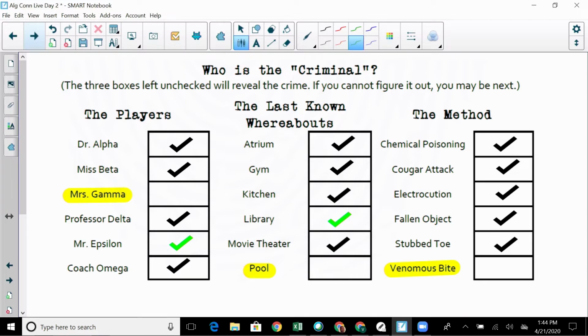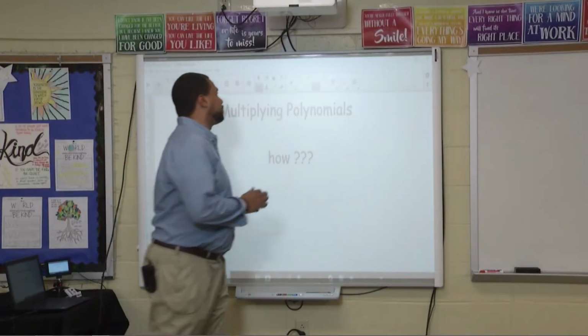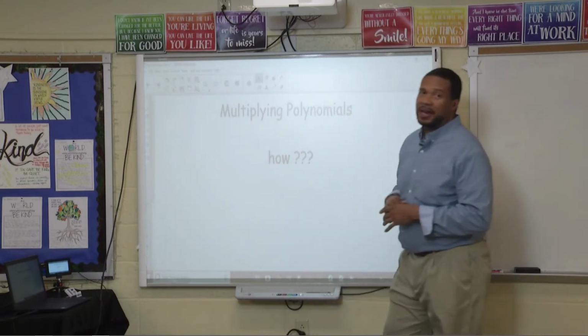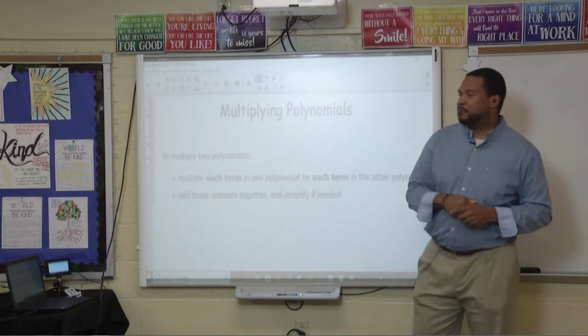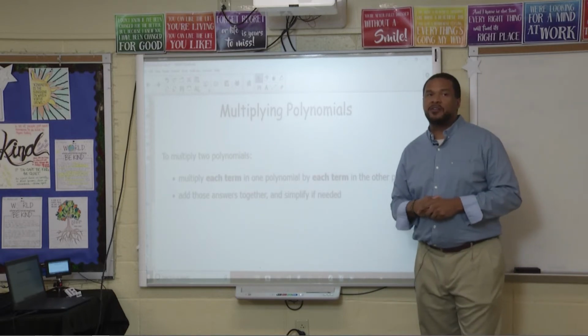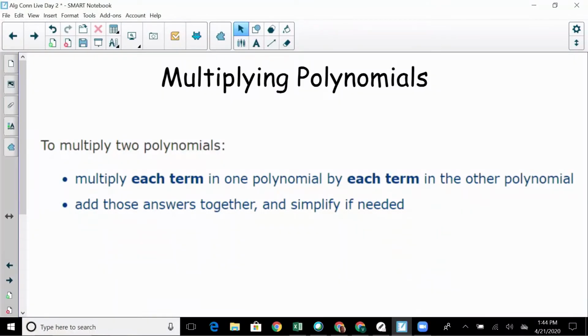Now let's get into multiplying polynomials. How can we multiply polynomials? To multiply polynomials, multiply each term in one polynomial by each term in the other polynomial. Once you multiply those, add like terms to simplify. Let's look at it in a real world situation.